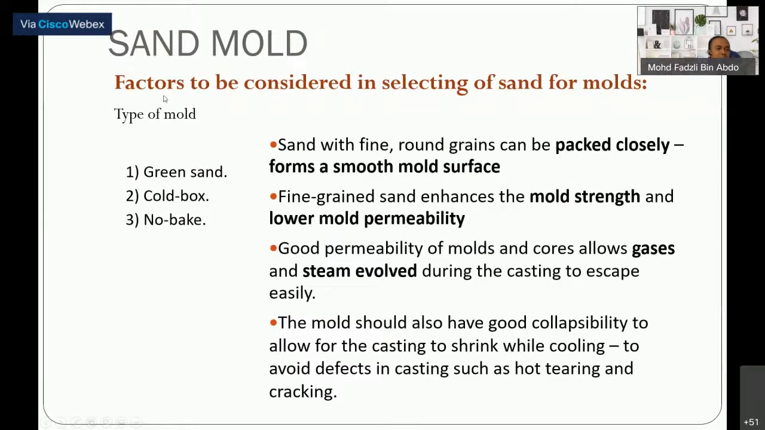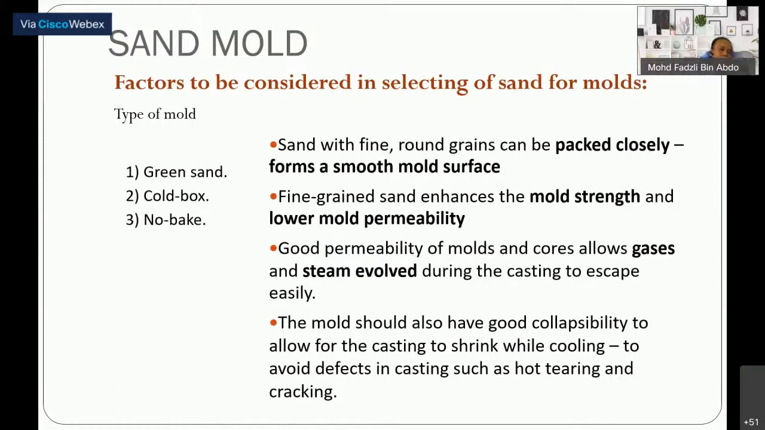Okay. This is the sand mold. Sand mold factors to be considered in selecting of sand for mold. Kita ada green sand, kita ada jenis-jenis mold untuk sand casting: green sand, wall box ataupun no bake. Sand with fine round grains can be packed closely, form a smooth mold surface. Fine grain sand enhance the mold strength and lower the mold permeability. Okay, maksudnya sand yang kita nak gunakan tu sepatutnya sand yang very fine, bukan pasir yang kasar-kasar. Kalau kasar nanti dia akan banyak cavities dan juga strength tak kuat.